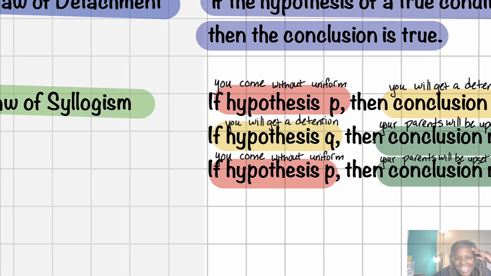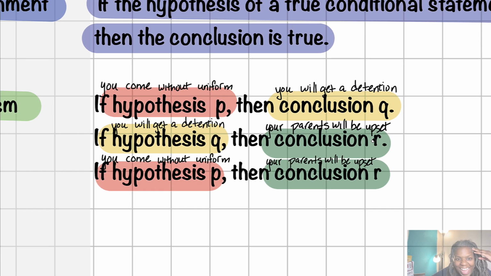All right, so let's take a little bit of a closer look at that. Remember, if you come to school without a uniform, then you will get detention. If you will get detention, then your parents will be upset. The syllogism here, the bringing it all together, is that you have the power to say it just like this. If you come to school without a uniform, then your parents will be upset.